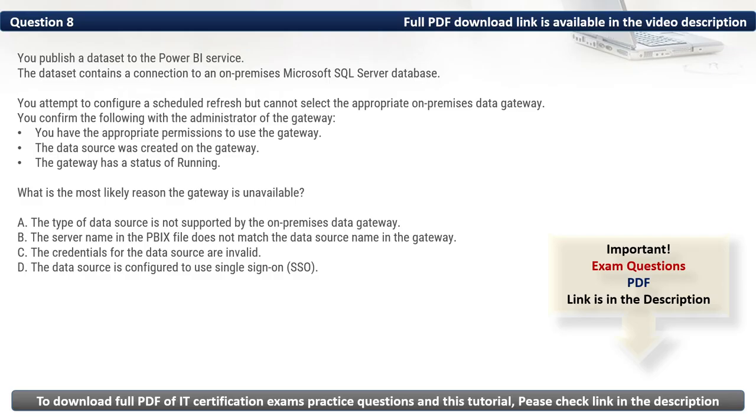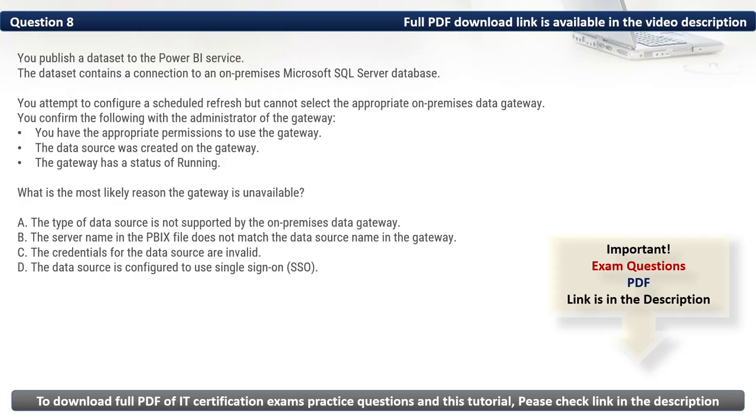Firstly, let's eliminate the incorrect options. We have A, the type of data source is not supported by the on-premises data gateway. The admin confirmed that the data source was created, so it is supported. Then we have C, the credentials of the data source are invalid. Invalid credentials cause refresh failures, not the gateway being unavailable. And then we have D, the data source is configured to use single sign on. SSO affects authentication but does not prevent selecting the gateway.